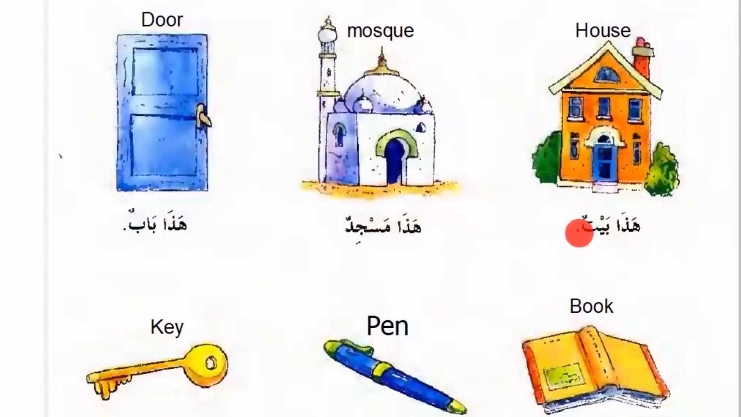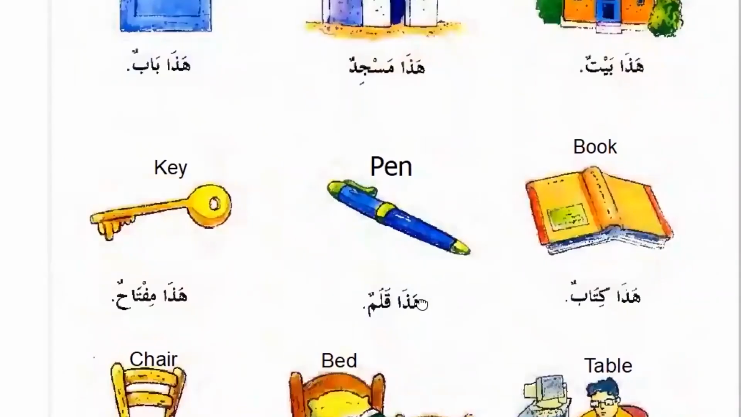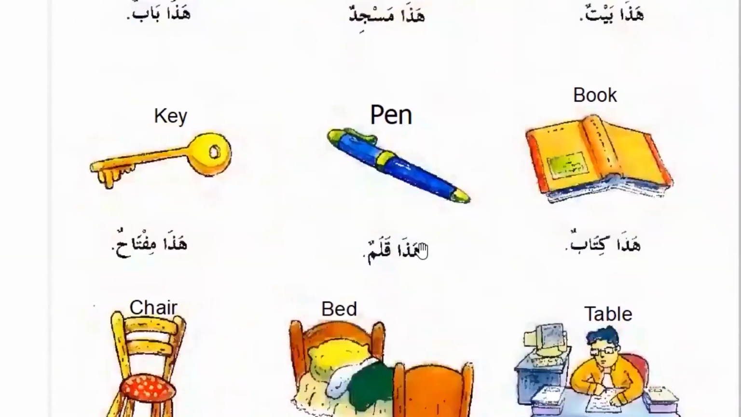So here, a house is called baytun. A mosque is called masjidun. A door is called babun. A reading book is called kitabun. A pen is called qalamun. A key is called miftahun. Okay. So these names, we are supposed to learn them. And these are just things that we see every day within our environment.